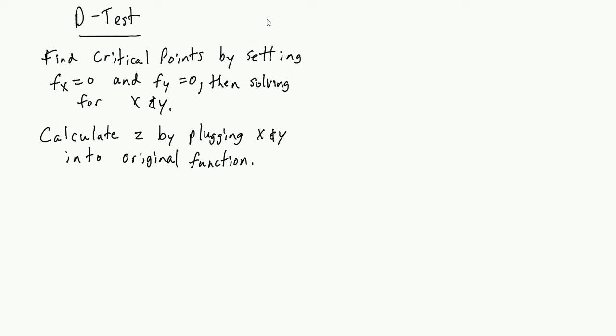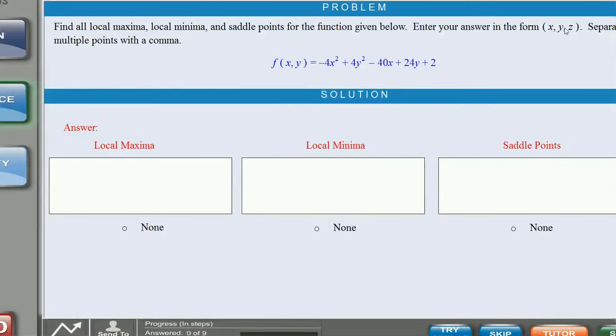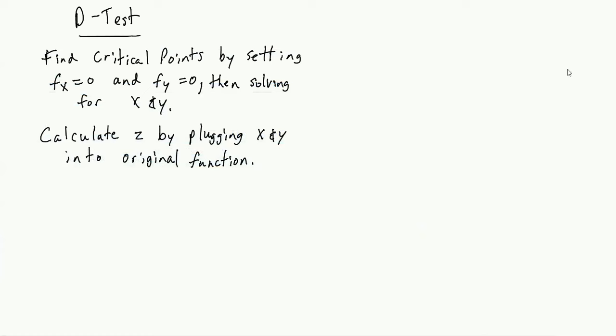Alright, so that's going to give us the point. Remember, the way these are asked is they're all points written x comma y comma z. So you've got your point x comma y comma z at this point, or there might be more than one point. But you still got to go through and figure out how to classify it. Is it a max? Is it a min? Is it a saddle point? The way we're going to do that is with the d-test.